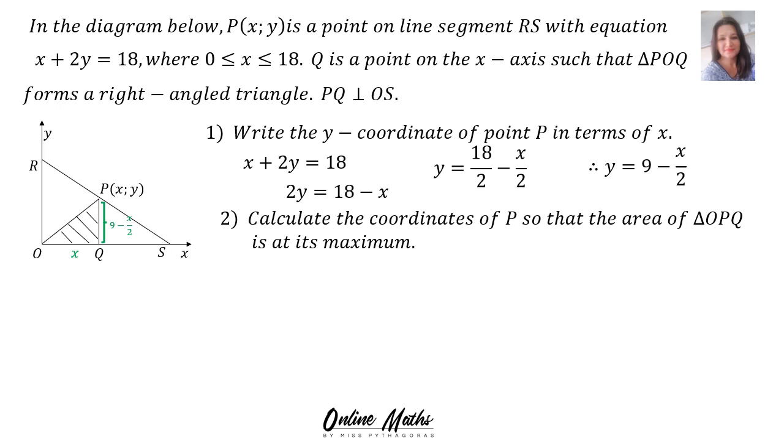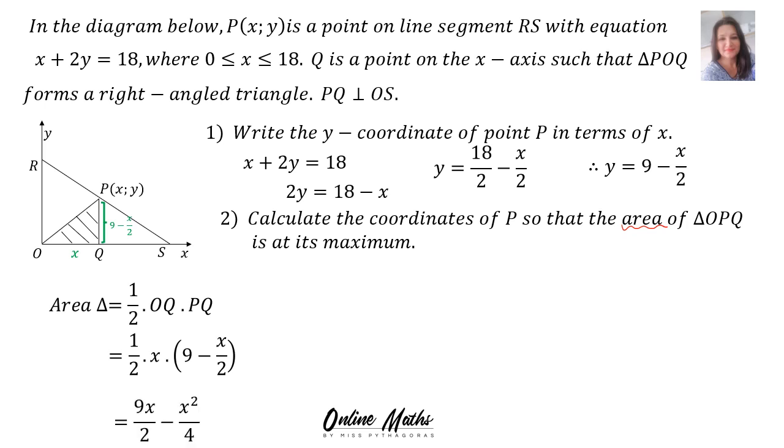And we need an equation. And we will find the equation of the area of the triangle. So the area of a triangle is half times base times perpendicular height. Therefore, it's half times OQ times PQ. Half times OQ is x and PQ is the 9 minus x over 2. And then you can multiply in the half x into the brackets, and you end with area of the triangle is 9x over 2 minus x squared over 4.